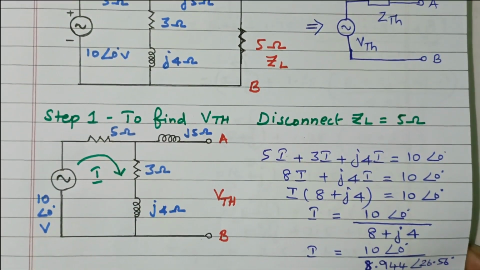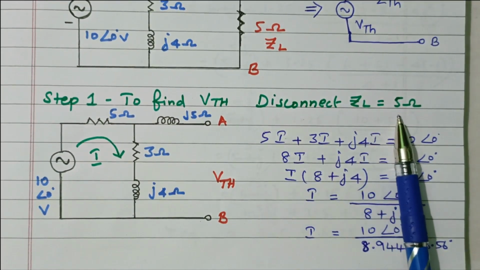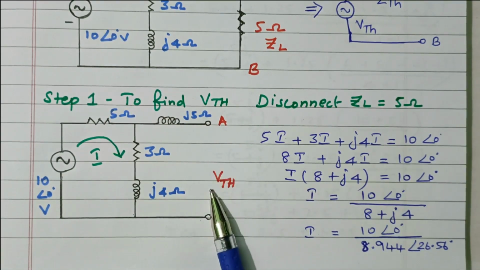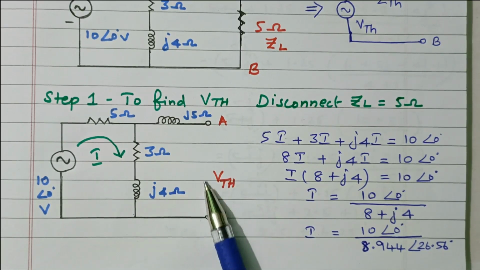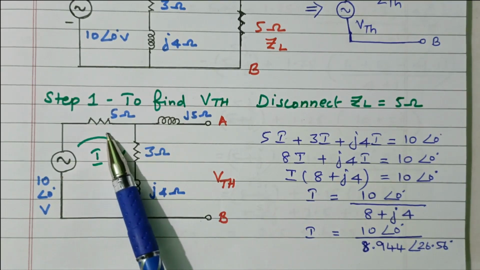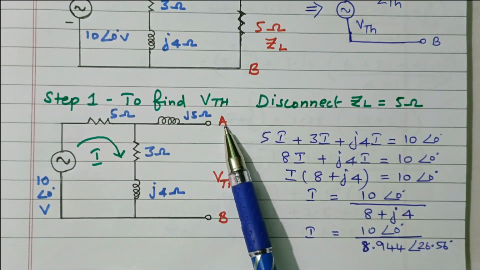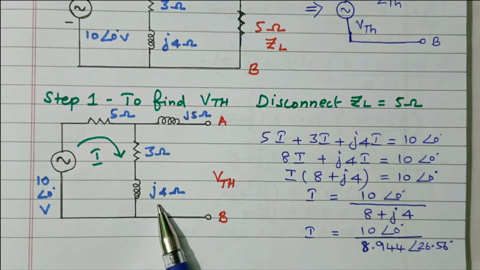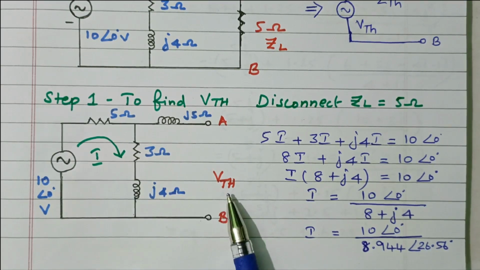For V Thevenin, disconnect the load Z equal to 5 ohm. The load terminal is disconnected, right? So the voltage across AB is nothing but V Thevenin. We need to find the voltage across AB. This is the loop, and the current I is flowing through this loop. So the voltage across AB is nothing but the voltage across 3 ohm and J4 ohm. By finding the current through this branch, we can easily calculate the voltage.